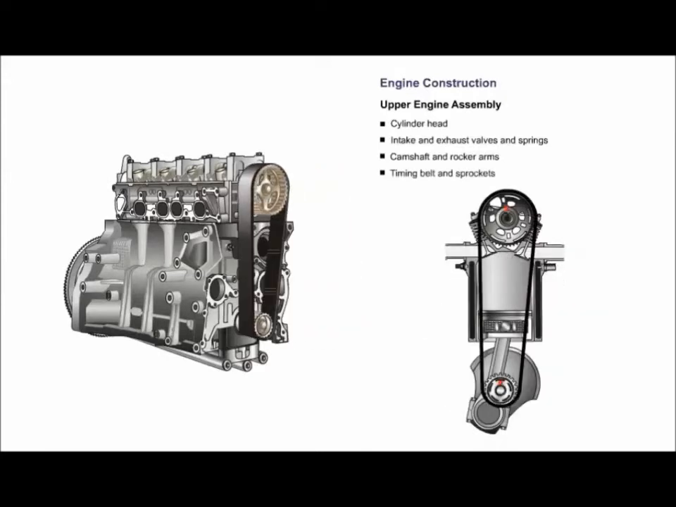The timing belt and sprockets are used to match or time the piston movement with the valve movement. The crankshaft gear is exactly half the size of the camshaft gear. This causes the camshaft to be driven at half the speed of the crankshaft. In other words, the crankshaft rotates 2 complete revolutions for every 1 revolution of the camshaft. The rotary motion from the crankshaft drives the timing belt and sprockets to rotate the camshaft.